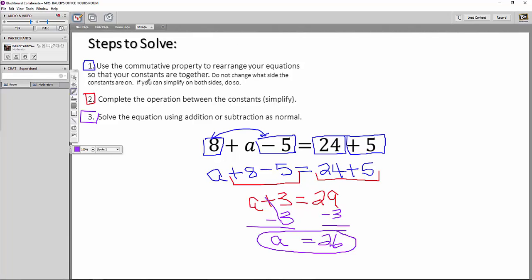These are the ways to use these steps to solve equations by simplifying constants before adding or subtracting. Now continue on to do the practice and practice these steps on your own.